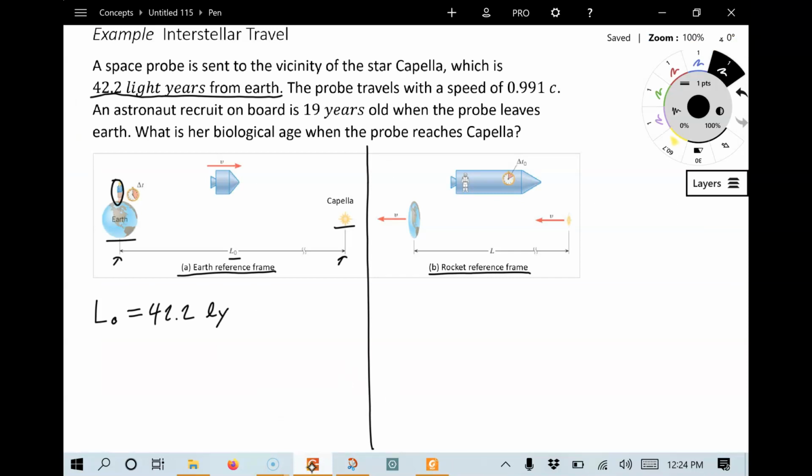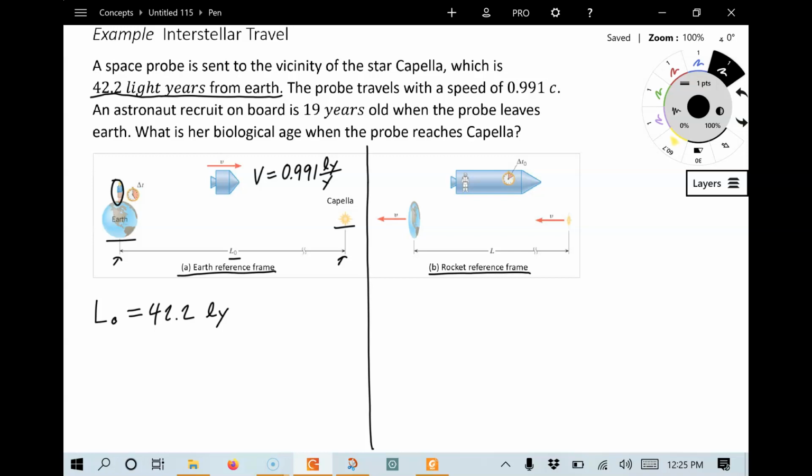So we are asked in this case, the probe travels with a speed of 0.991 c. Well, that means that this speed is 0.991 light years per year. I think I'll just call years y. It says an astronaut recruit on board is 19 years old when the probe leaves Earth. What is her biological age when the probe reaches Capella? So we want to know what delta t is, right?